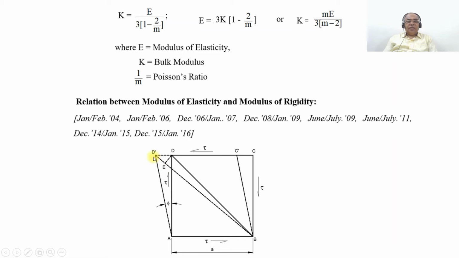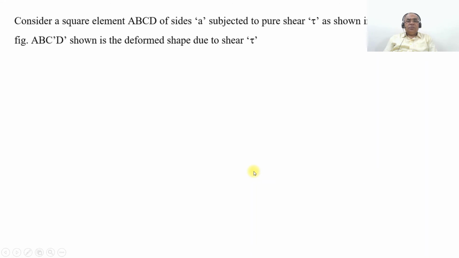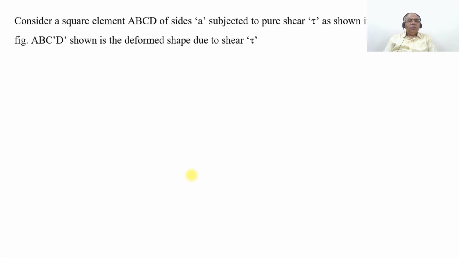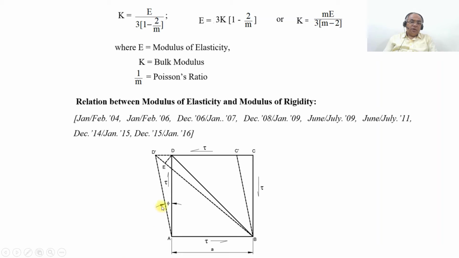So naturally, you will get this elongation. This is the strain, which is phi, the angle subtended, due to shear. Draw DE perpendicular to BD dash. This is the construction we do. Then let phi be the shear strain. That phi angle is the shear strain. What we are talking about, this phi is the shear strain. Similarly, here also this phi is the shear strain.